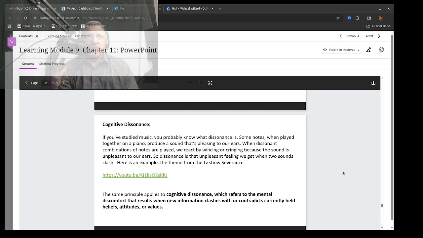Sometimes when notes are played, they produce sounds that are appealing to our ears. But the same chords, if they're played in different combinations, make us wince or feel uncomfortable because they're not so pleasant to our ears. Same chords, just in a different sequence. The TV show Severance, he does it wonderfully in his theme. He plays the same chords. You'll hear it. It's melodic in moments. It's just not as melodic in other moments.